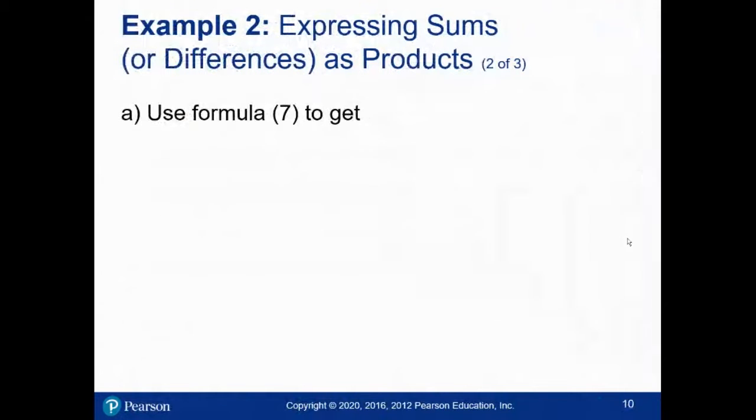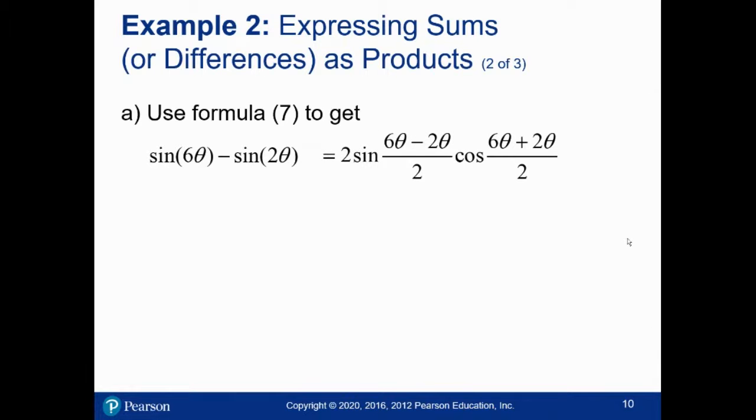Okay, so let's take a look. So for part A, we're going to use the one that involved two separate sine terms and a difference specifically. So we just end up with 2 times the sine of the midpoint times the cosine of the average, which works out to just be 2 theta and 4 theta respectively. Maybe in some particular application that would be easier.